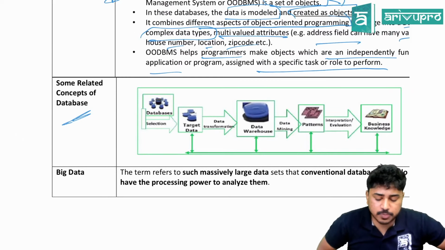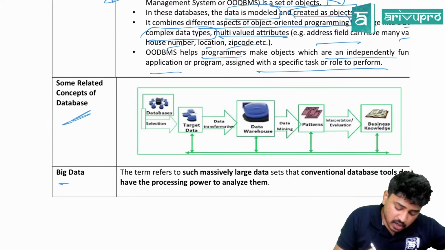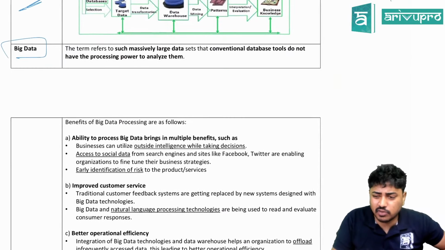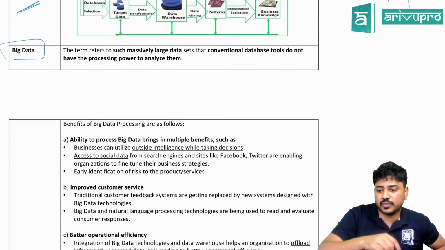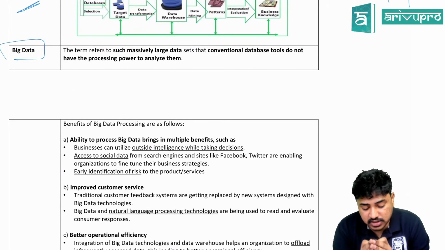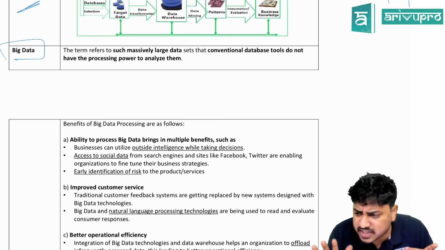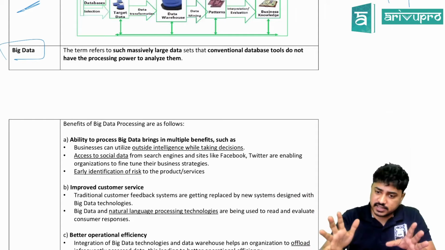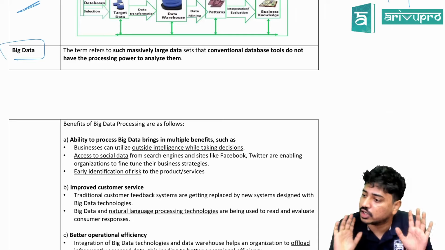Related concepts of database. Now we are going to talk about big data. What is this big data? Let us understand. Big data means the data is too large. Too much data is there which an ordinary database cannot store.